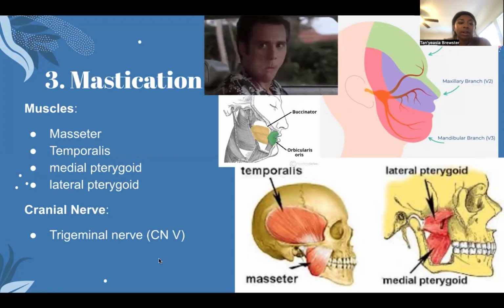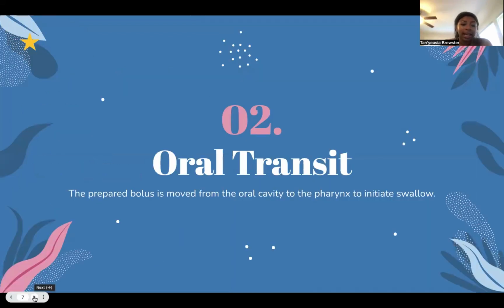The trigeminal nerve also provides motor control of the muscles of mastication, which include the masseter, temporalis, medial, and lateral pterygoid. The oral transit stage takes the prepared bolus and moves it from the oral cavity to the pharynx to initiate swallowing.